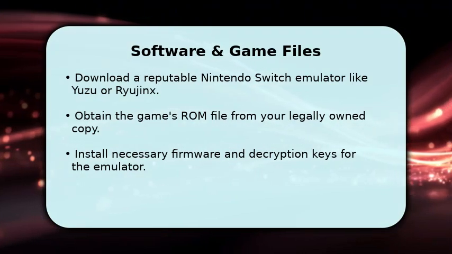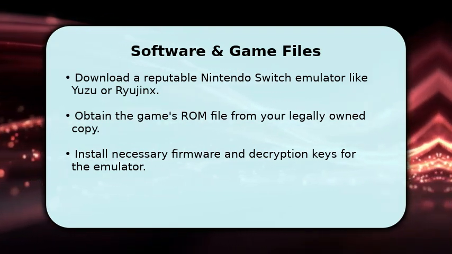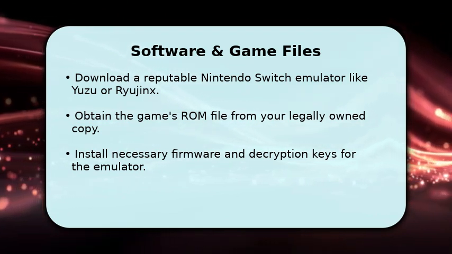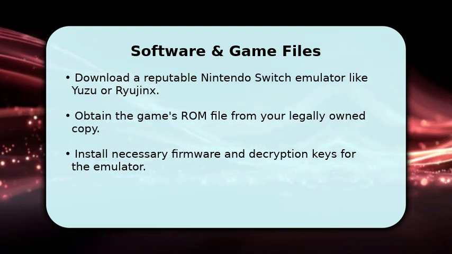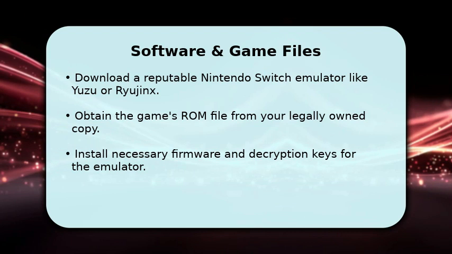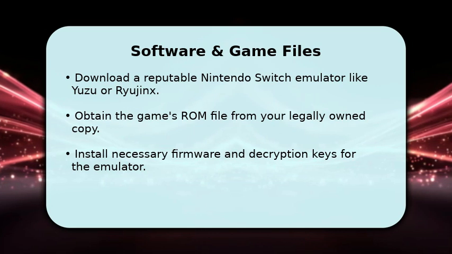Next, you'll need to acquire the right software. Download a reliable Nintendo Switch emulator, such as Yuzu or Ryujinx, from their official websites. After installing the emulator, you must obtain the game's ROM file from your legally purchased copy. Additionally, install the required firmware and decryption keys within the emulator to ensure the game runs correctly.